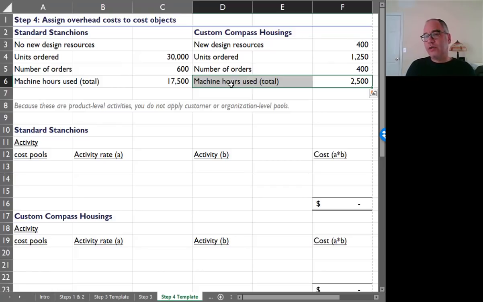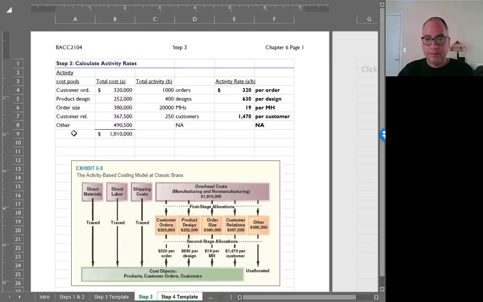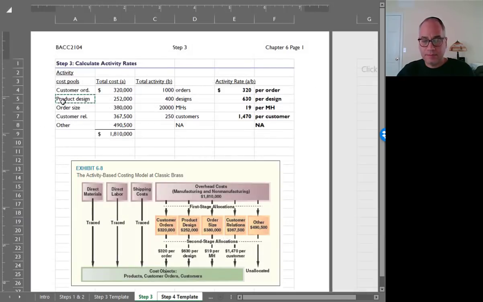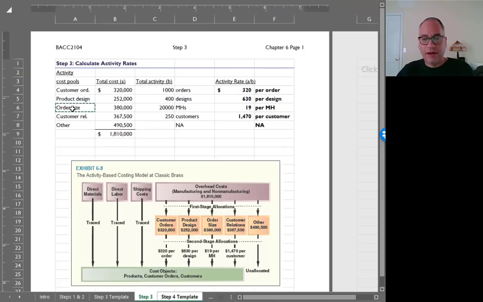So what we're going to do here is take all the costs of this company and split them into their 2 products, standard stanchions and custom compass housings. So let's look at the different activity cost pools and figure out exactly how this is going to work. If you remember, the cost pools were customer orders, product design, and order size. But you're saying, what about customer relations?